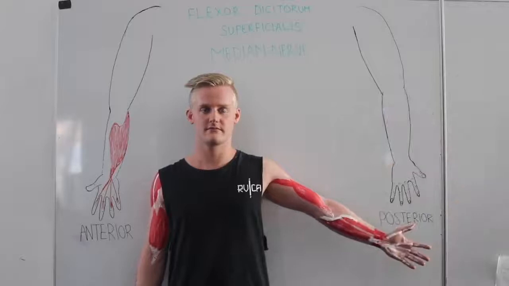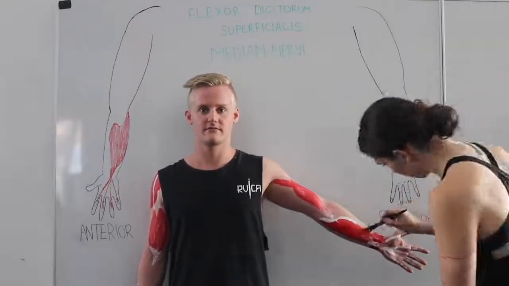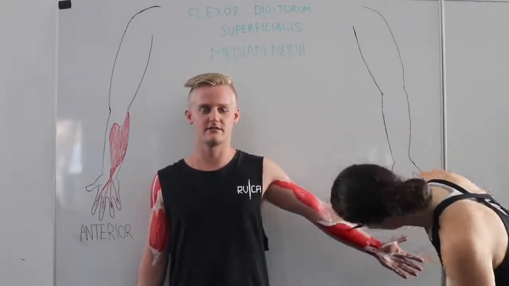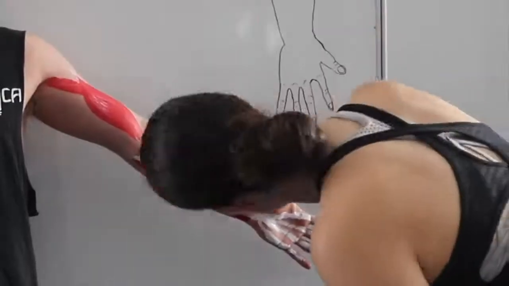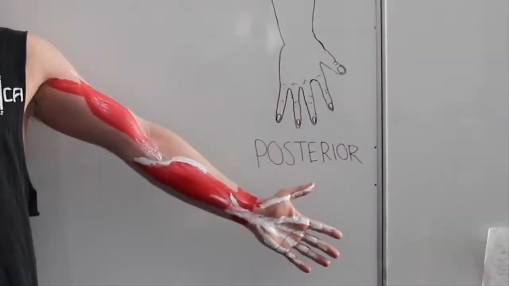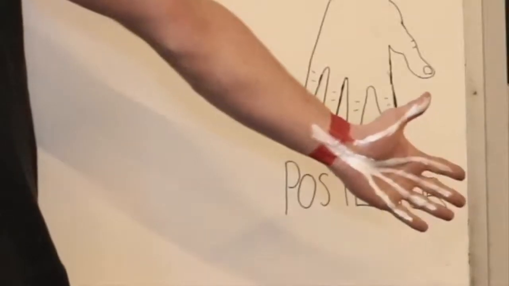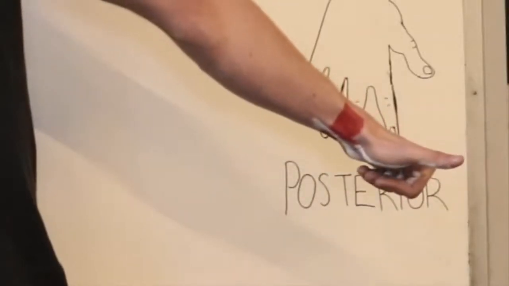Superficial to the flexor digitorum profundus is the flexor digitorum superficialis. Unlike the deeper muscle, its tendons only extend to the middle phalanx of the 2nd to 5th digits. This allows flexion of the fingers without flexing the fingertips.